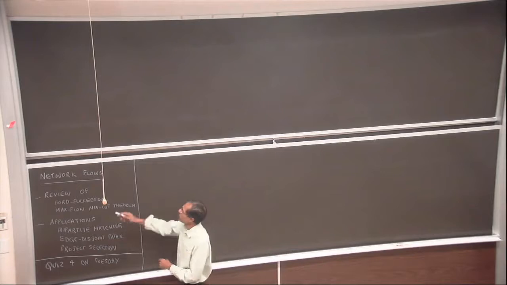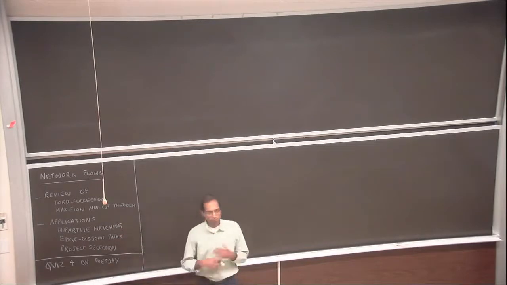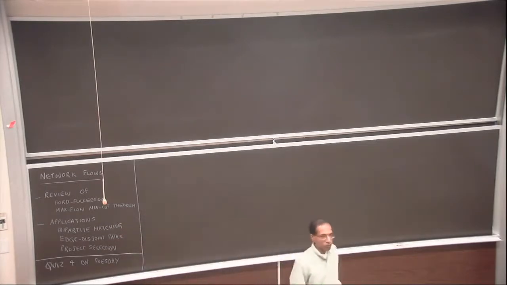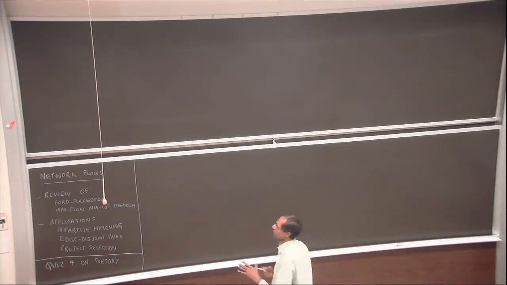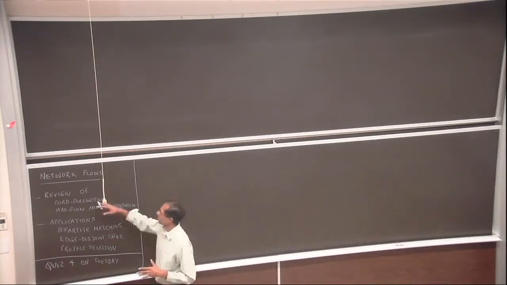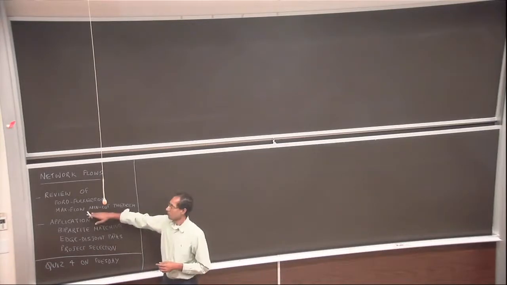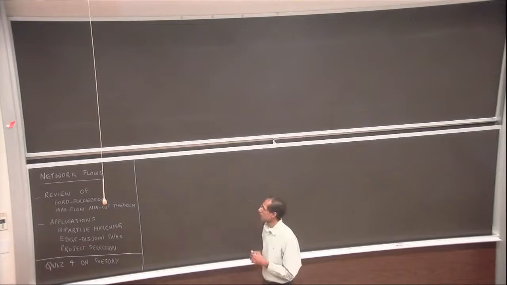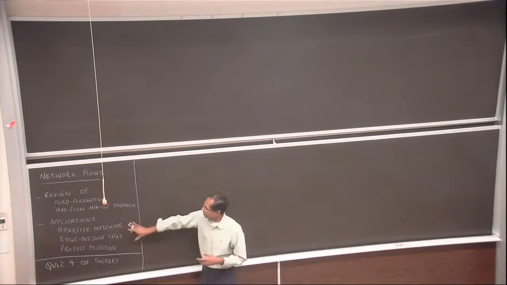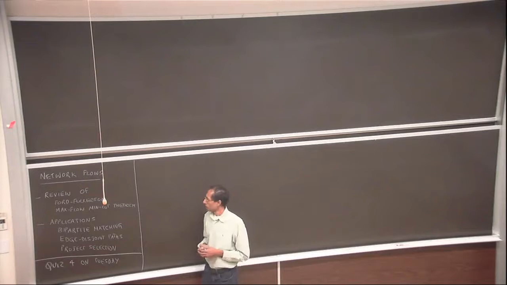Today we will review the basics of network flows that we started last time. I'll quickly review the augmenting path algorithm and the max-flow min-cut theorem, and review the proof of the max-flow min-cut theorem. And then most of our time we will spend on applications of network flow.